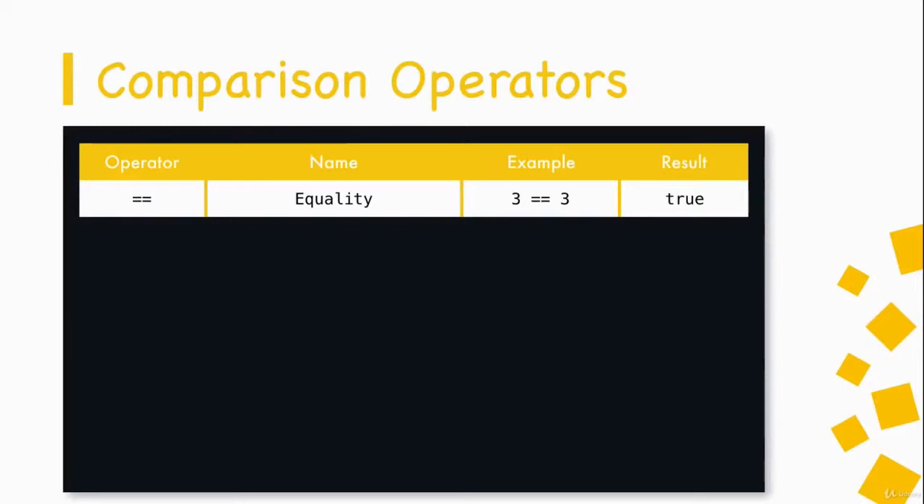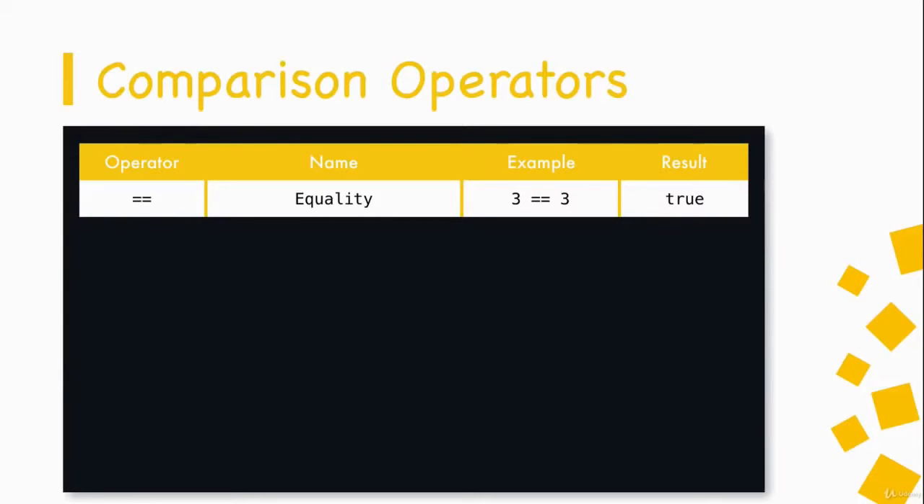The first comparison operator is the equality operator, and it's written as double equal signs. So double equals is the equality operator in JavaScript, and this is used to test for equality in two values. So it's used to test whether two values are the same or not. If the two values are equal, then the result is true. If they're not, then the result is false.